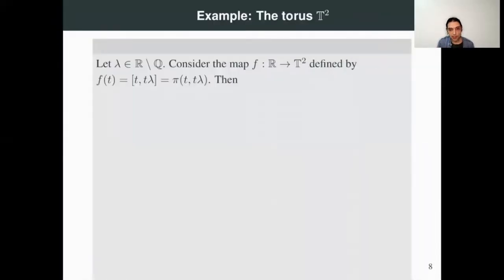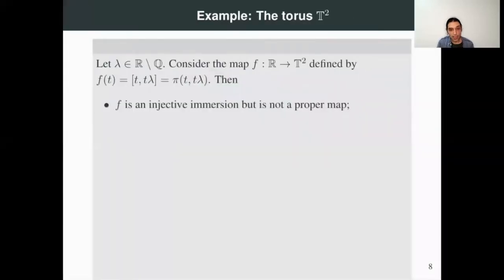But why are we doing this? Because we want to give an example of very badly behaved immersions. So in order to do this, consider lambda, which is going to be a real number which is not rational. And that's going to be a crucial property in this example. And we consider the map from R to the torus defined in this way. F of t is just the class of (t, t times lambda). This is a differentiable map, okay? And we want to understand the properties of this map.